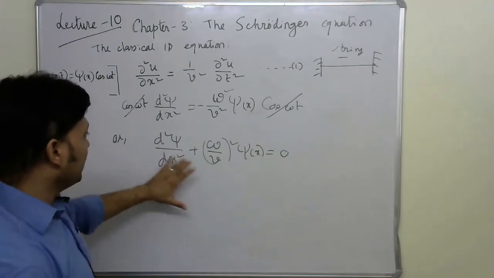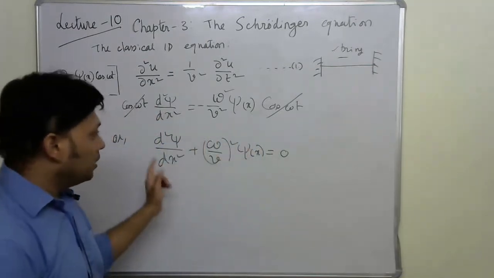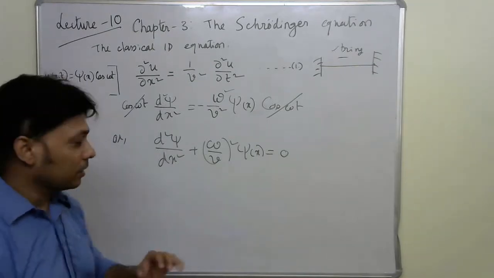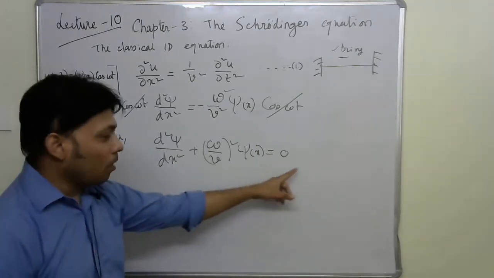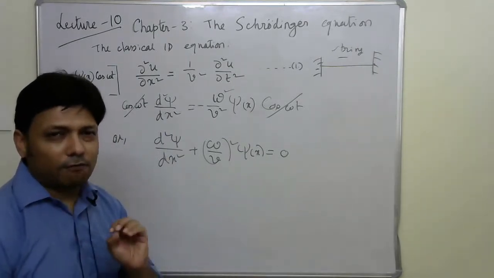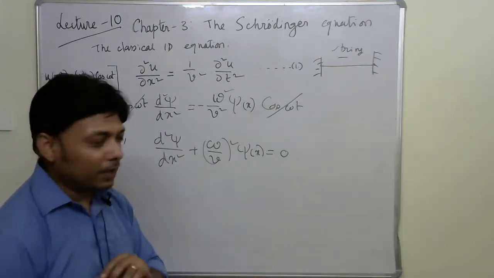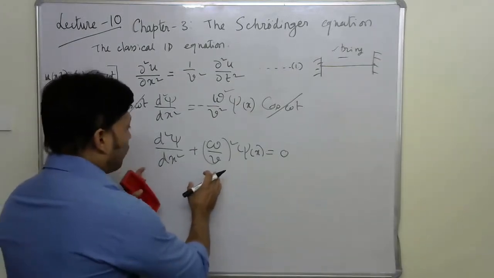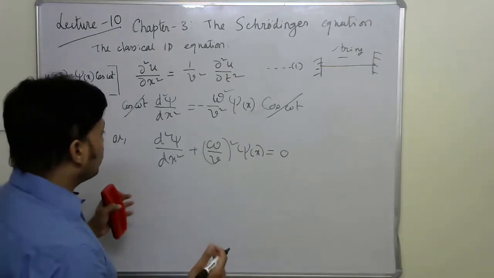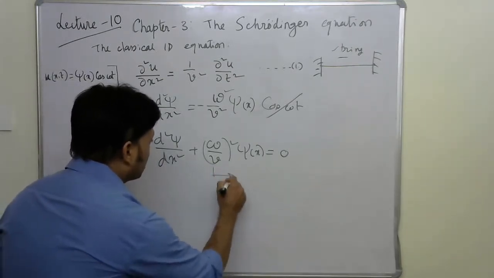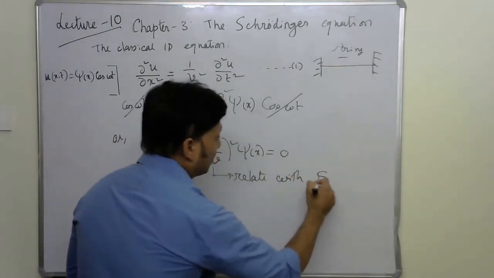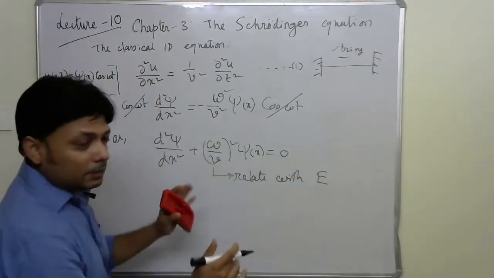And secondly, the form that you see here, what is that? This is an ordinary differential equation. And you can call it the time independent Schrodinger equation in a very, very primitive form. So now we have to convert this into Schrodinger's original equation. So what do we have to do? We have to relate this term with energy, then only we can define a system.